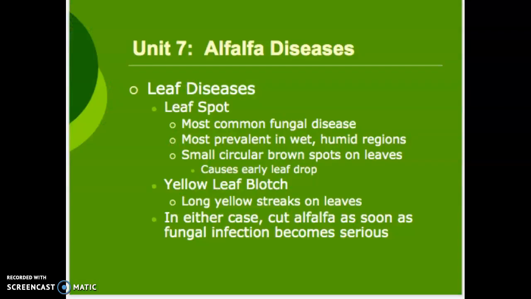And finally, some leaf diseases, and the primary two are leaf spot and leaf blotch. Again, very common, prevalent in wet, humid regions, prime time here for southern Illinois alfalfa fields, with circular brown spots on the leaves and early leaf drop. So in either case, if you've got leaf disease, oftentimes the best way is to get out and mow alfalfa as soon as you start to see this develop and kind of break that life cycle before you have a serious problem.